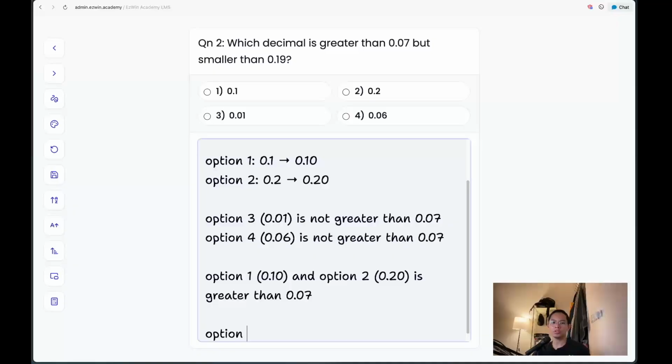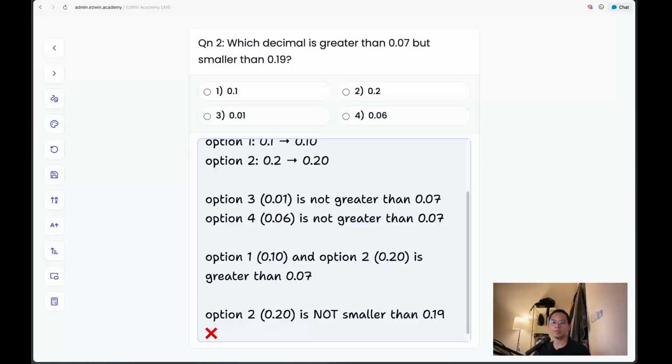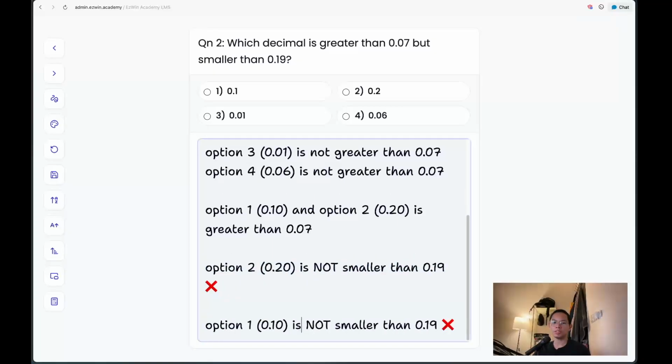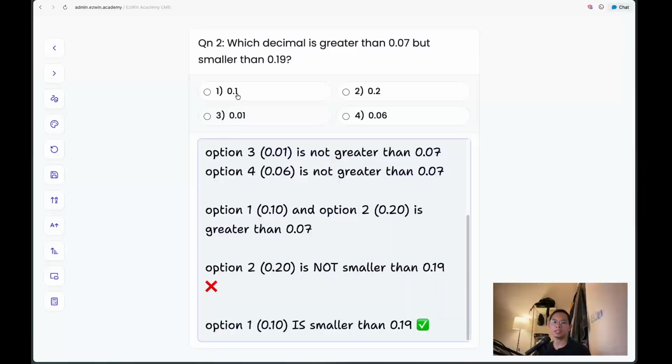Option 2, 0.20, is not smaller than 0.19. I'm going to put a cross here. Okay, and that leaves us with option number 1, which is 0.10, which is smaller than 0.19, which in this case is a tick. So the answer is 0.1, which is option number 1.